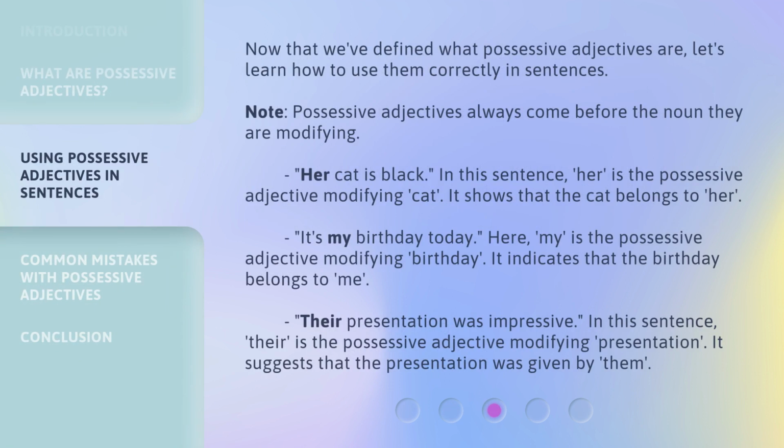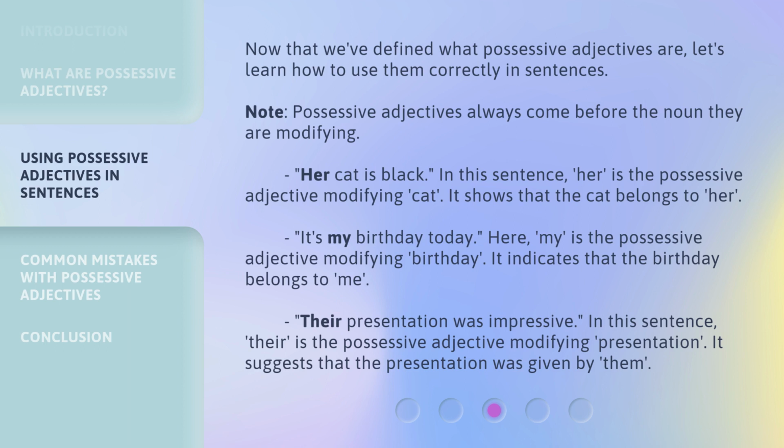Now that we've defined what possessive adjectives are, let's learn how to use them correctly in sentences. Note: possessive adjectives always come before the noun they are modifying. Her cat is black. In this sentence, her is the possessive adjective modifying cat. It shows that the cat belongs to her.